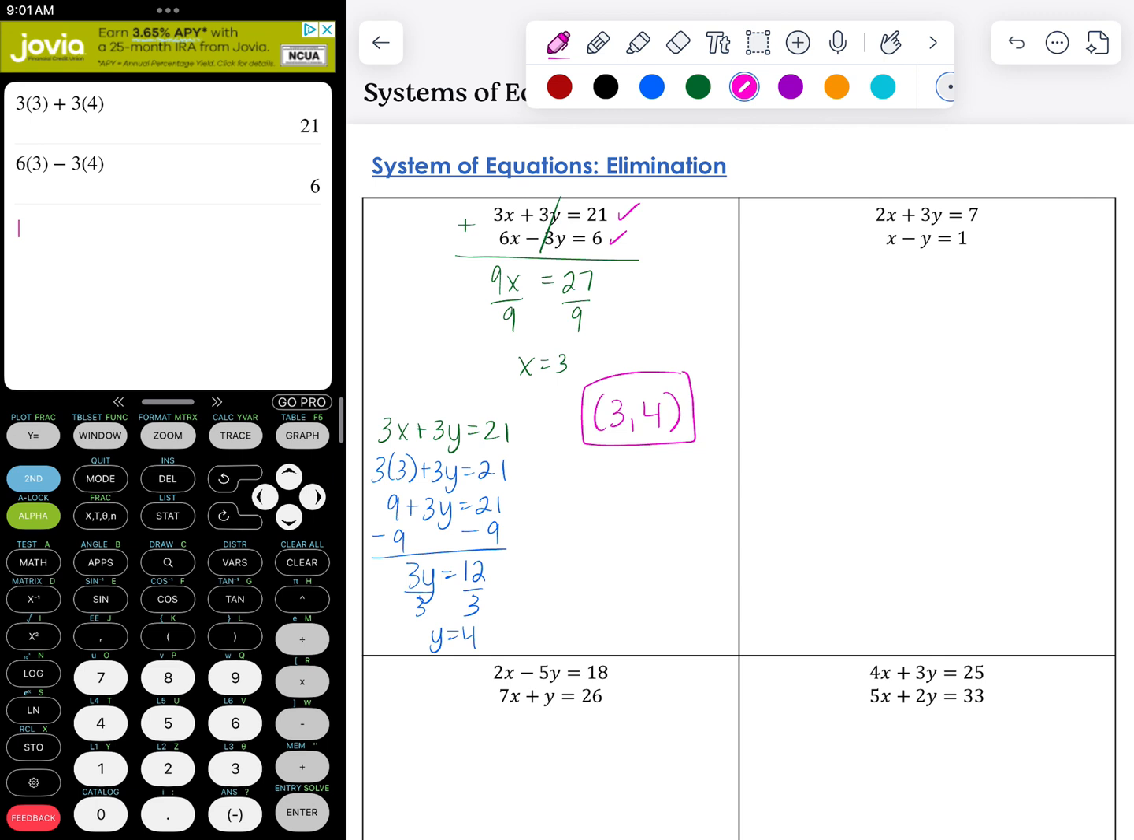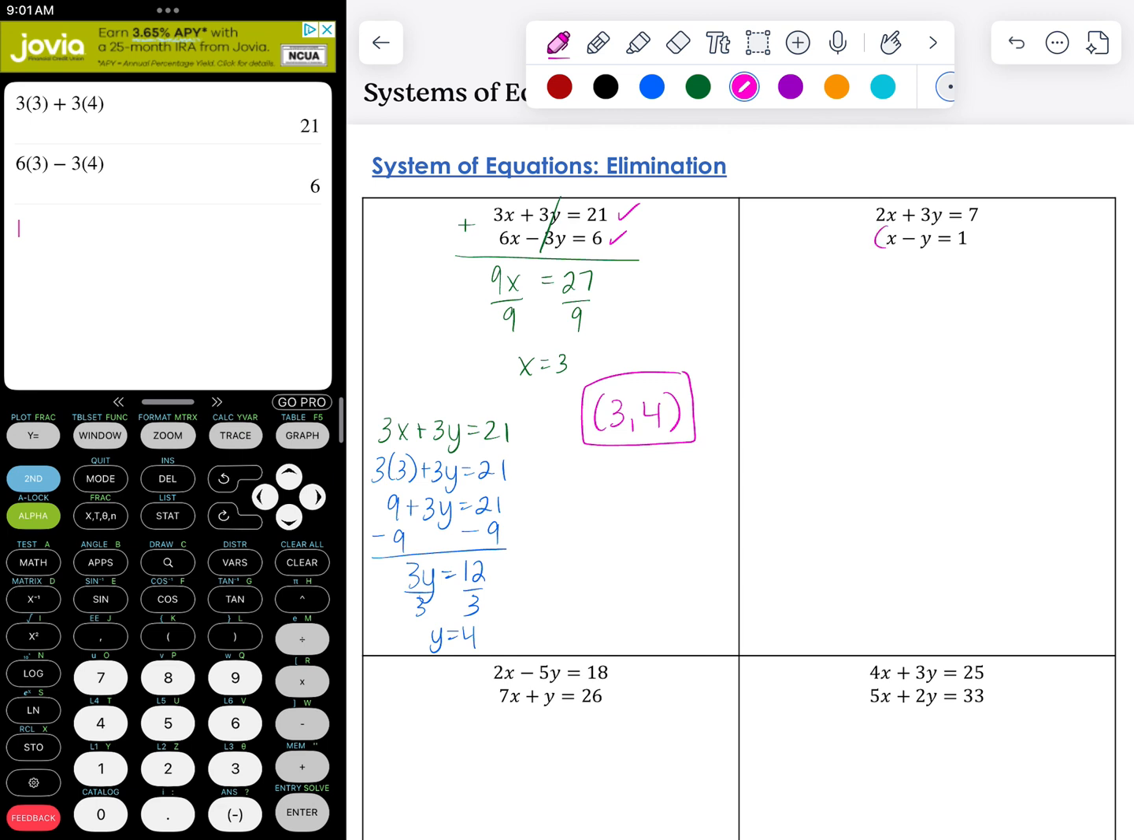The second example looks a little bit different because there's nothing that we can cross out right away. But what I want to do is manipulate or change one of the equations so that there is something to cancel out. There's two ways you can do this. You can choose to cancel out the x's, or you can choose to cancel out the y's. If you want to cancel out the x's, you would have to multiply the second equation by a negative 2. Because then I'd have a positive 2x and a negative 2x.